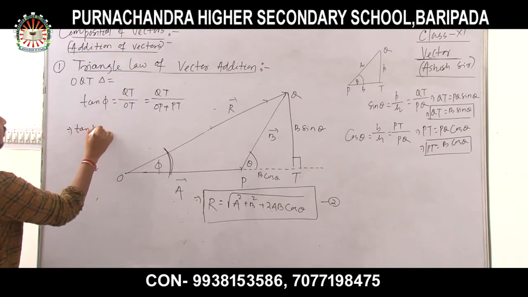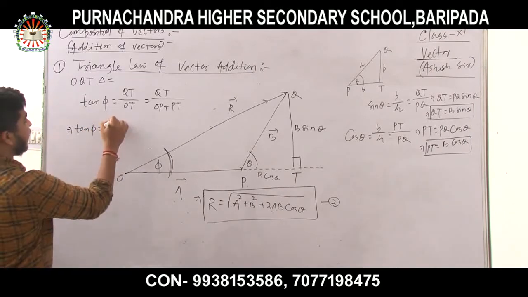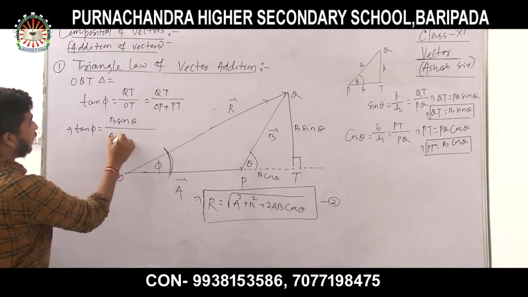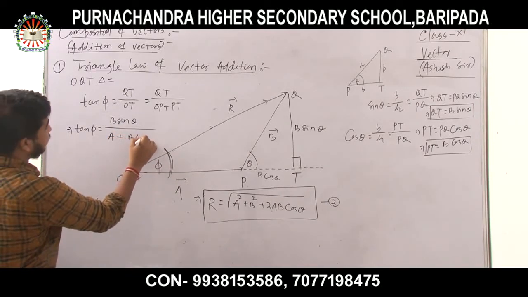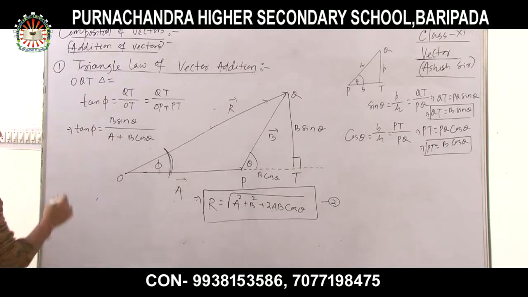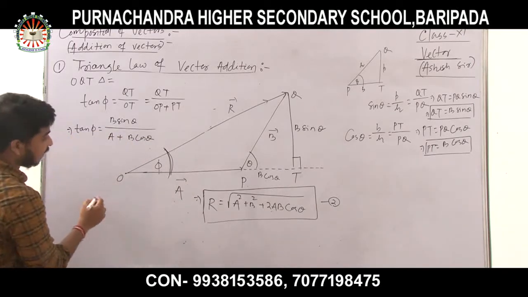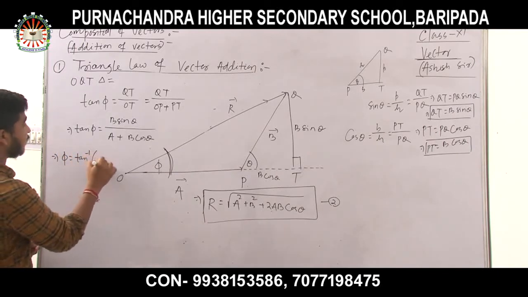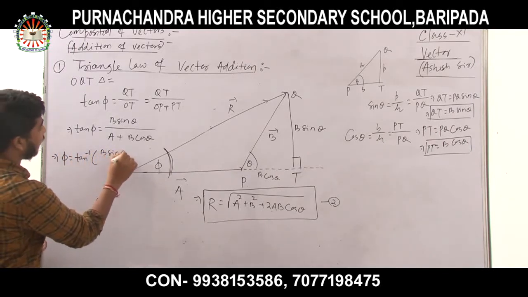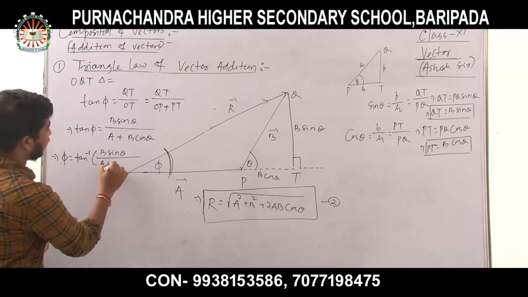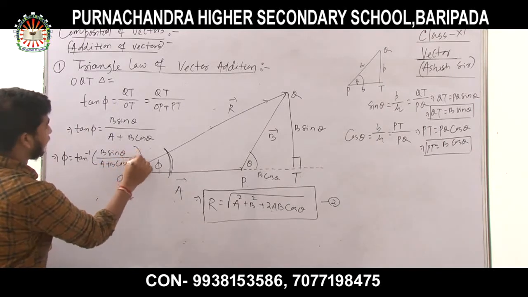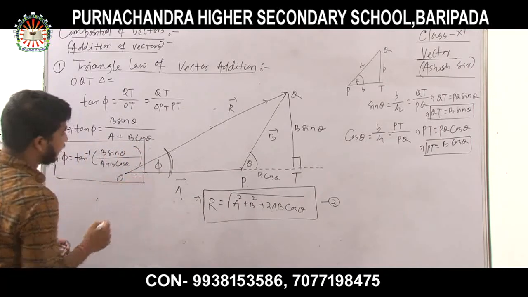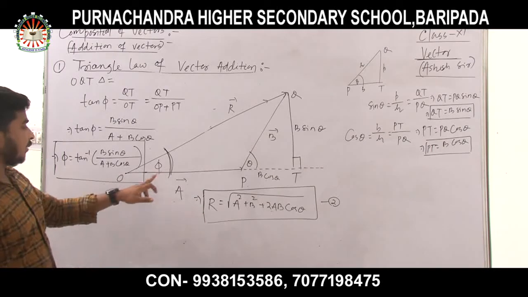Now put the value. Tan phi is equal to QT, that is B sin theta, by OP plus PT, that is A plus B cos theta. This is tan phi. Then what will be the value of phi? The value of phi will be tan inverse of B sin theta by A plus B cos theta. So this is the expression for the angle phi.